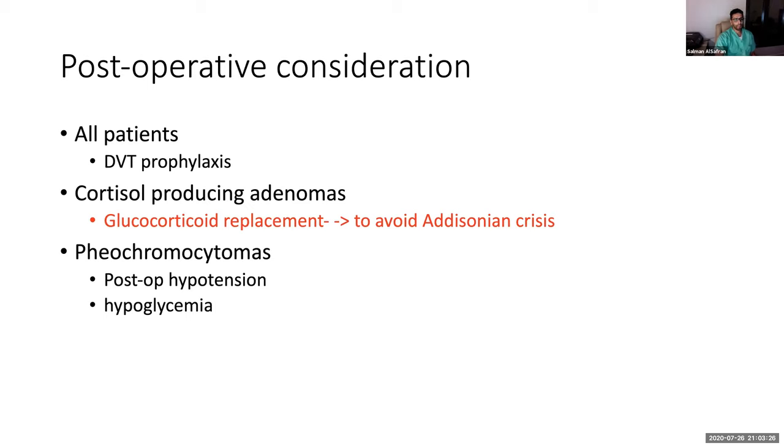Pheochromocytoma patients need to be placed in a high dependency unit or ICU postoperatively because a lot of them will have some sort of rebound hypotension. Also you need to check their blood glucose level, as a lot of them will have a surge of insulin and go hypoglycemic.